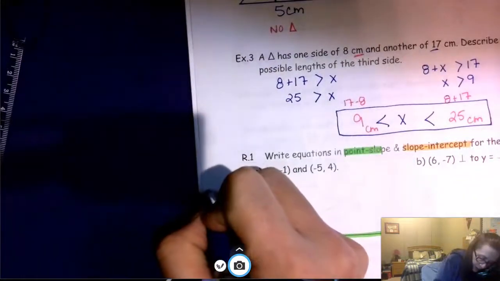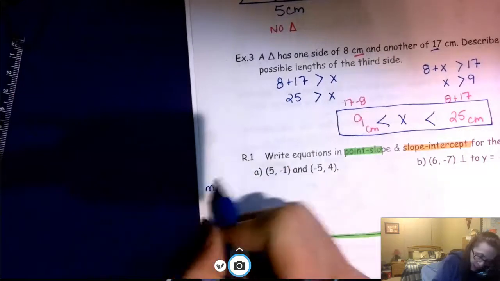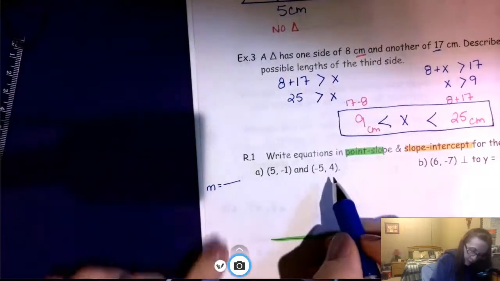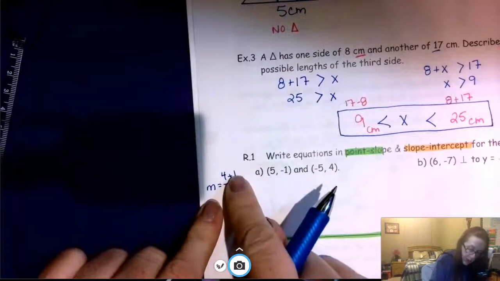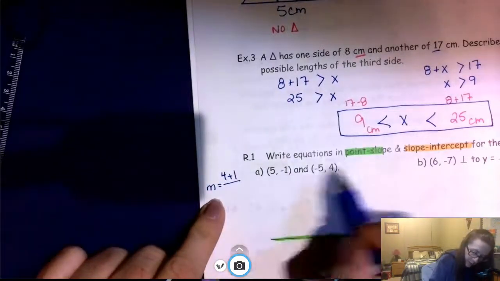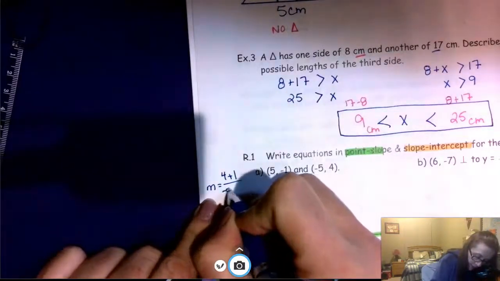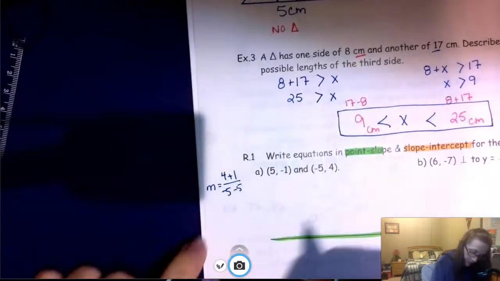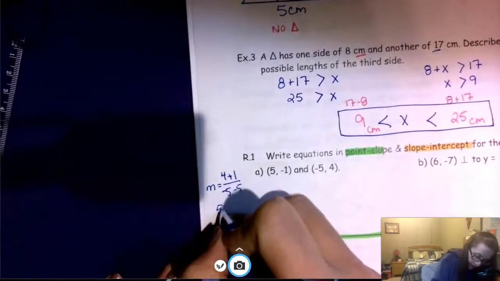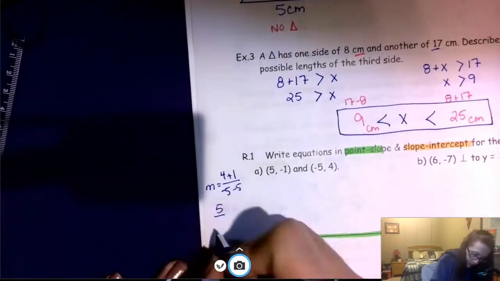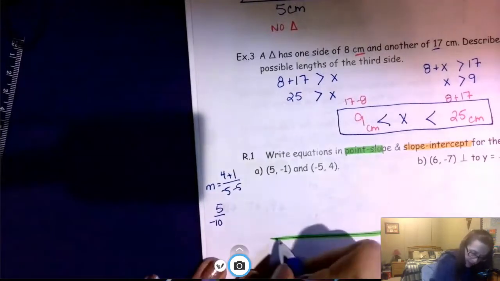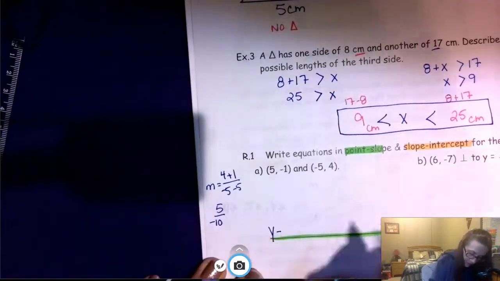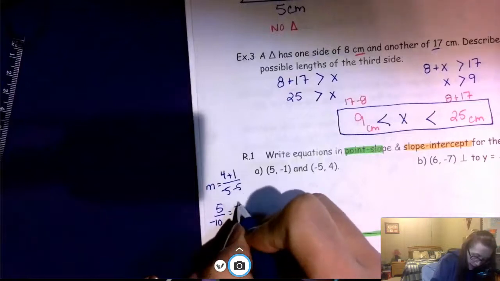So remember, slope is your change in y's. So I'm going to start with y's up top and 4 minus negative 1. So it's a change in y's up top over the change in x on bottom. So if I start with 4, I'm going to start with negative 5 minus 5. 4 plus 1, I end up with 5 over 10. Here I can simplify this, and I get a slope of negative 1/2.